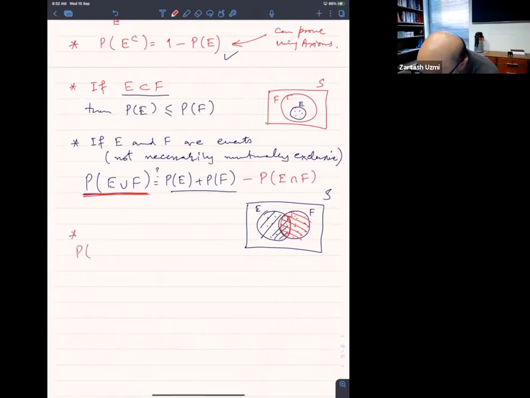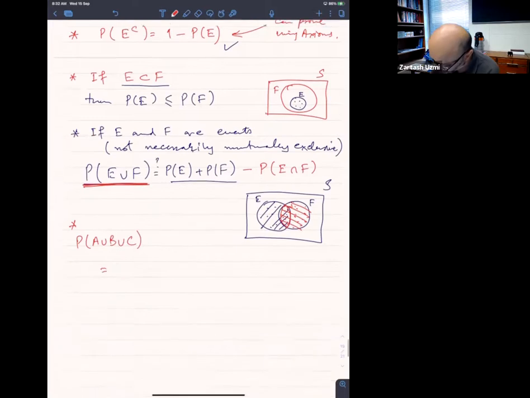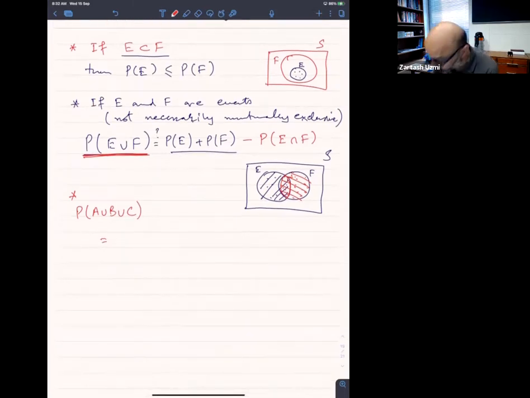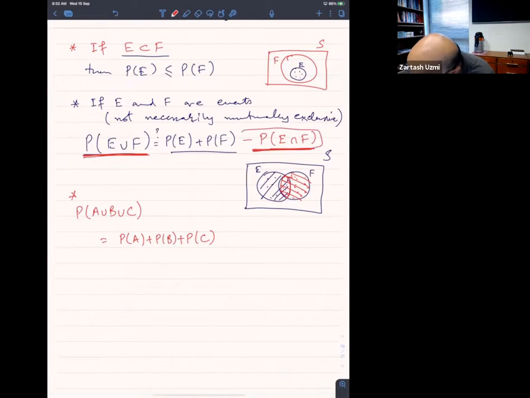Probability of A union B union C. This would be equal to, if they were mutually exclusive, probability of A plus probability of B plus probability of C. But if they are not mutually exclusive, I need to do some correction. बिल्कुल वैसे ही जैसे हमने यहाँ पे correction की है. So E intersection F को हमने एक दफा subtract किया है क्योंकि उसे double count किया हुआ था.